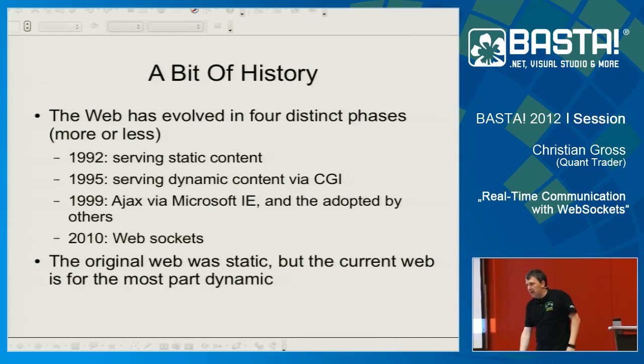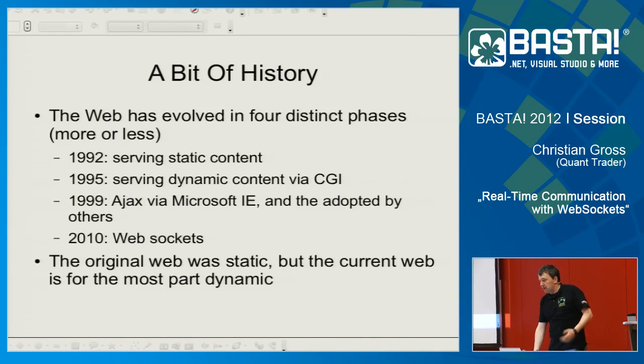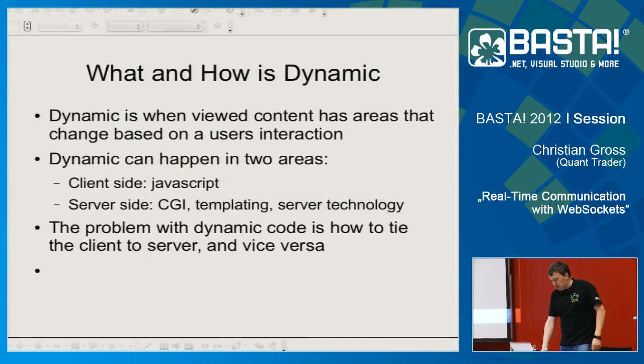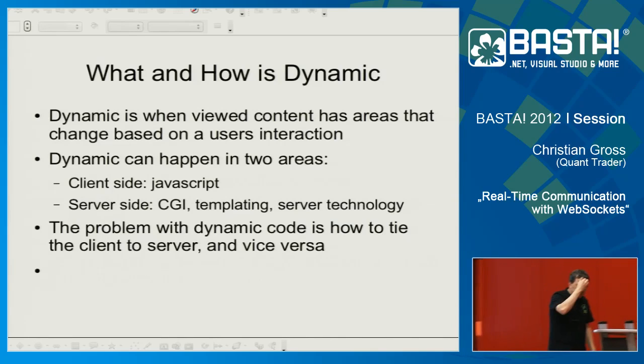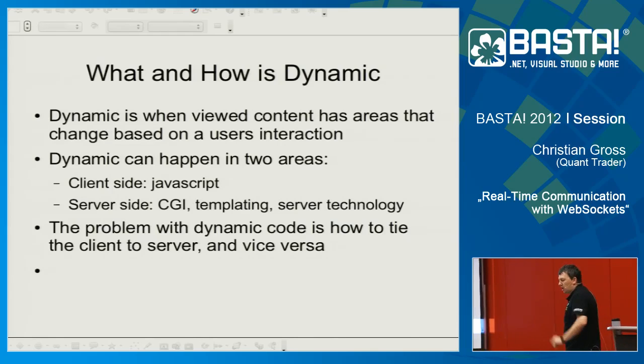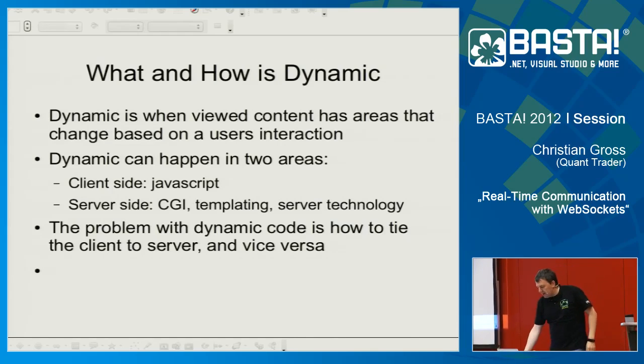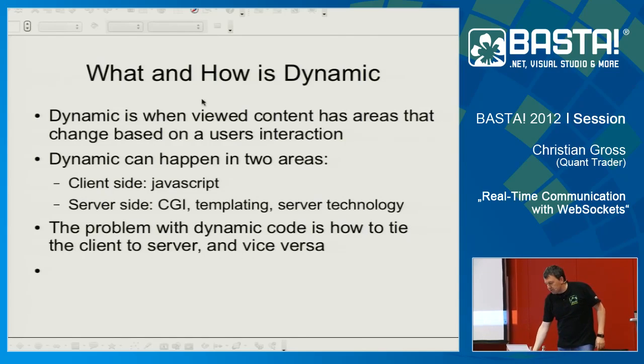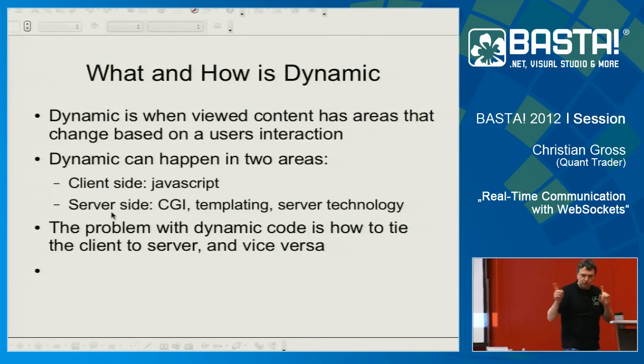So if people say, well, you can't build web apps with HTML5, I actually say, well, why don't you go back and look at what web pages used to look like in '92? So how is it dynamic? When you have a web page and you want to show content, there are two ways that you can generate that content. The first way is you have JavaScript on the client side. The second way is you have CGI templating or some type of server-side technology. This is the key thing, two sides.